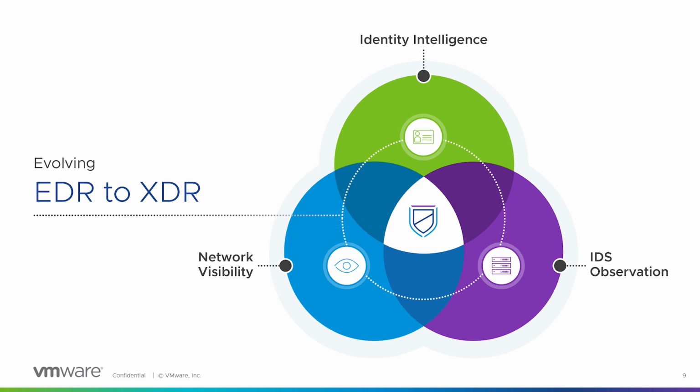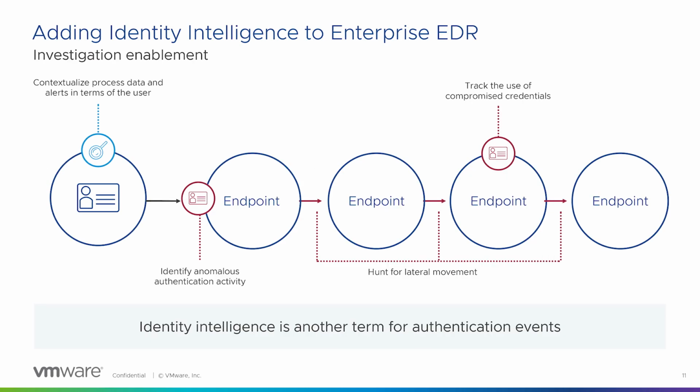So firstly, in our XDR solution, we've added identity intelligence. Now, identity intelligence refers to the integration of user identities and access information into the threat detection and response process. So within the console that you guys are going to be familiar with shortly, there's going to be a tab on the investigate page dedicated to what we call auth events.